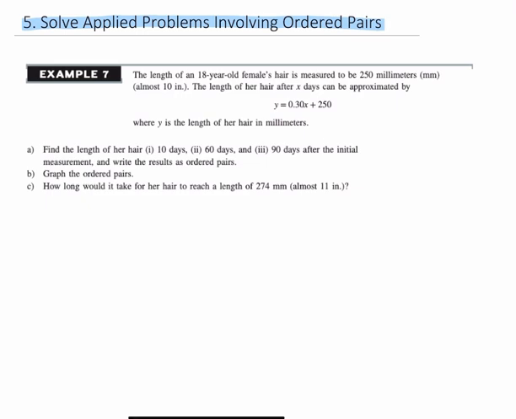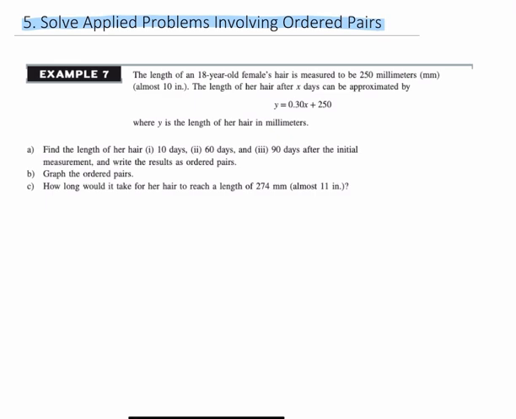So this example says the length of somebody's hair is measured to be 250 millimeters, which is about 10 inches. And then they give us an equation for the length of this person's hair after a certain number of days, and we could represent it as an equation. And notice they say after x days, so x will represent the number of days of growth, where y is the actual length of this person's hair.